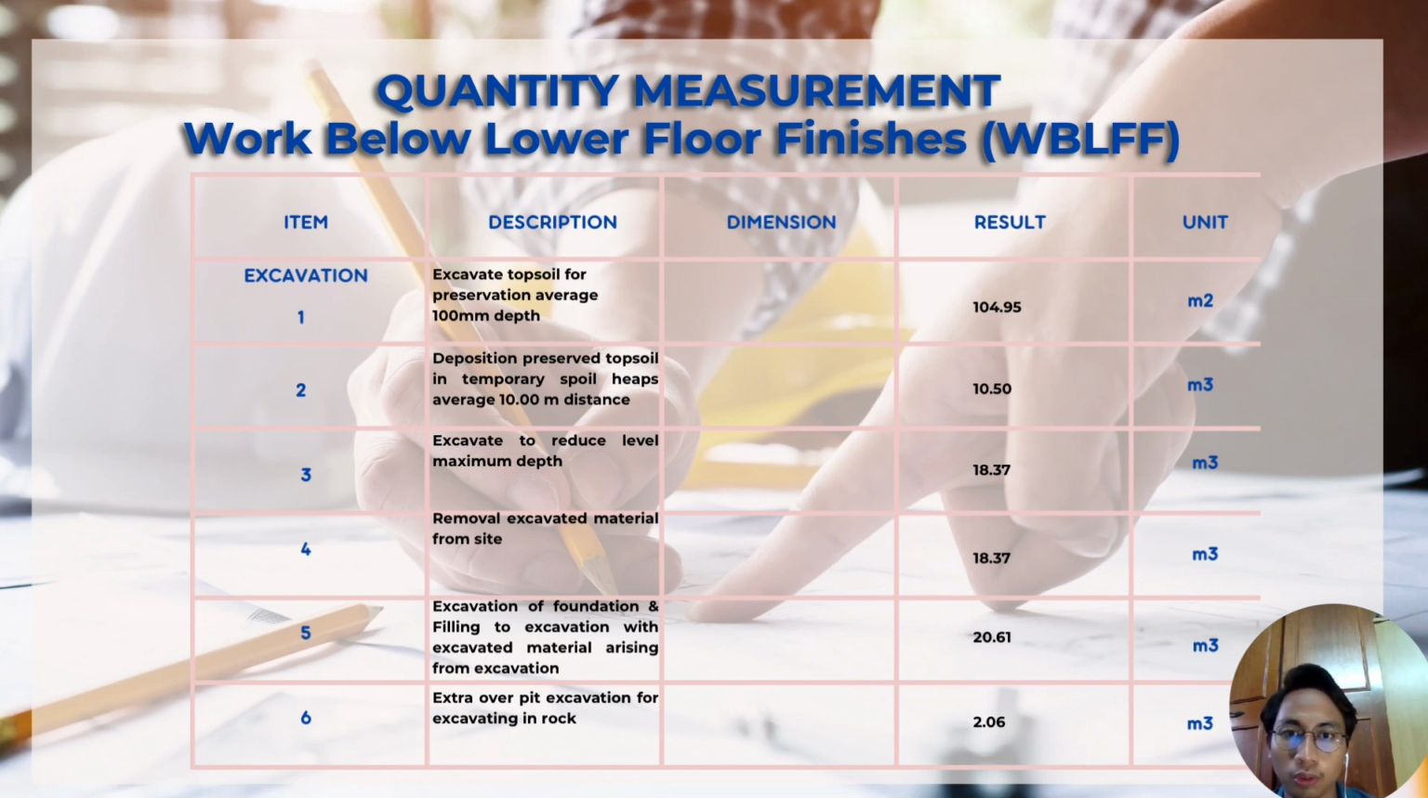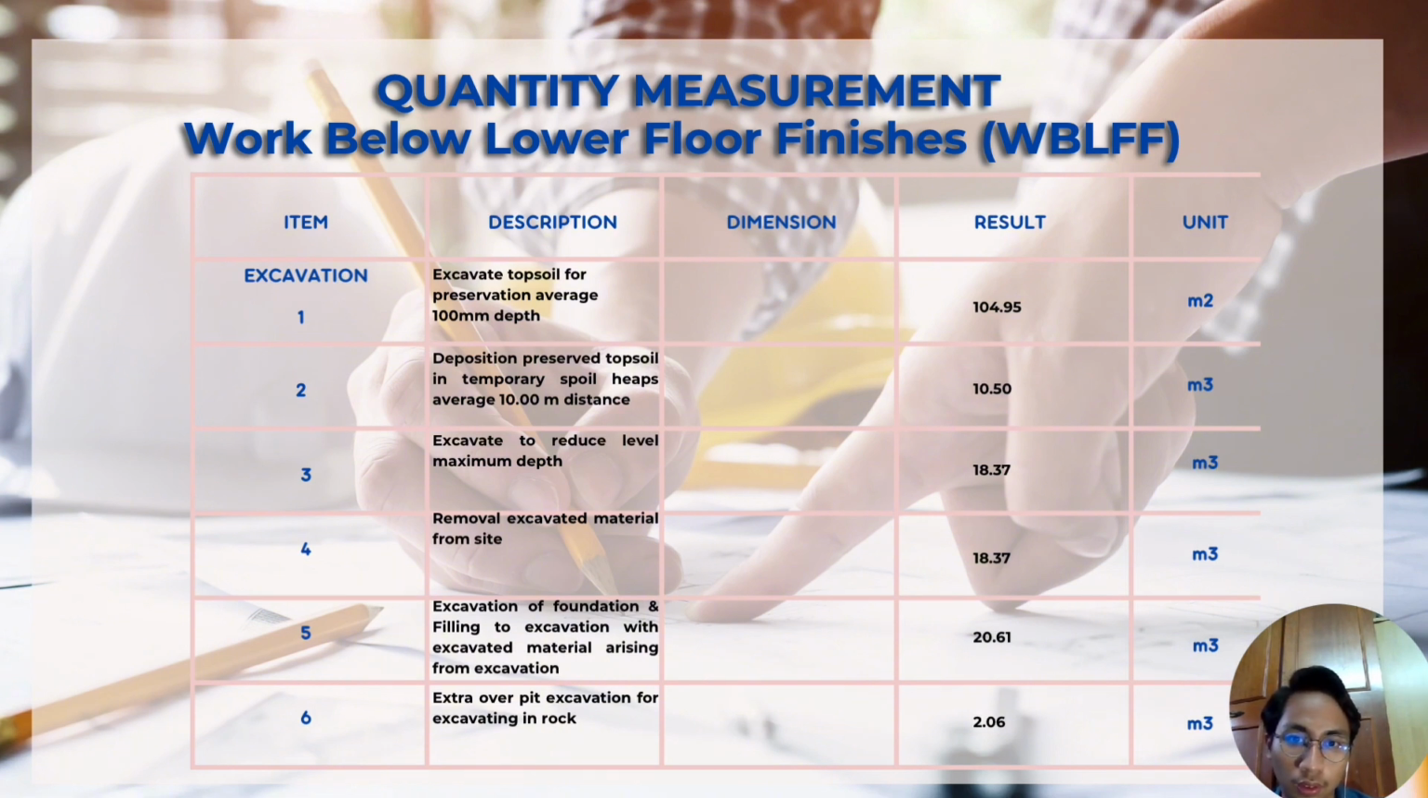The third one is excavate to reduce level, to the maximum depth. So we got the volume of it is 18.37 meter cube. The fourth one, removal of excavated material from site, 18.37, the same as the previous one. And for the fifth one, excavation of foundation and filling to excavation with excavated material arising from excavations. So we got the volume 20.61 meter cube.